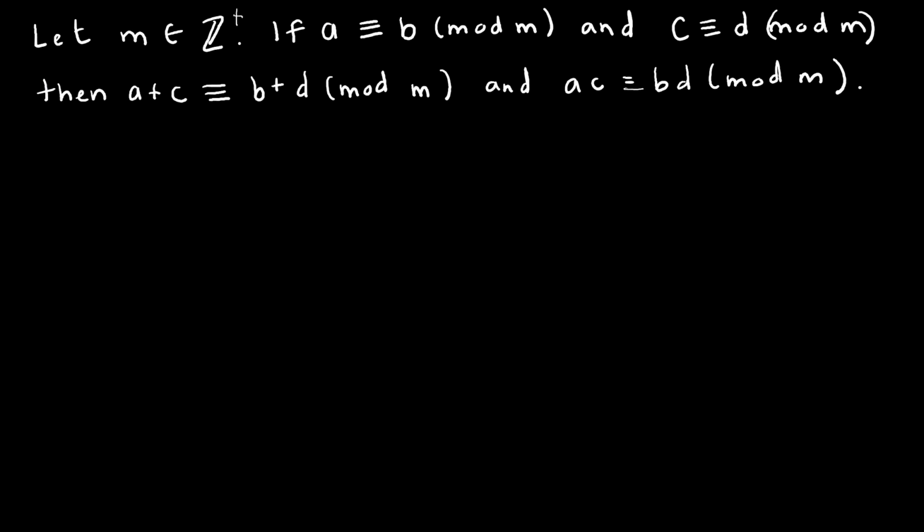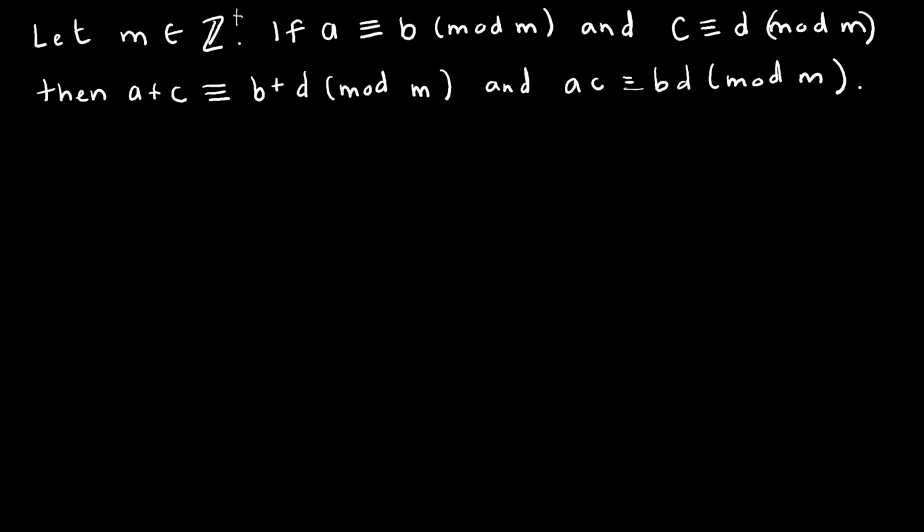Let's take a look at another theorem now, and we're actually going to use the last theorem that we proved to help us prove this. So this theorem says, let m be some positive integer. If a is congruent to b mod m, and c is congruent to d mod m, then a plus c is congruent to b plus d mod m, and a times c is congruent to b times d mod m. So again, this is not an if and only if statement. That's just an if-then, so it's just a one direction proof.